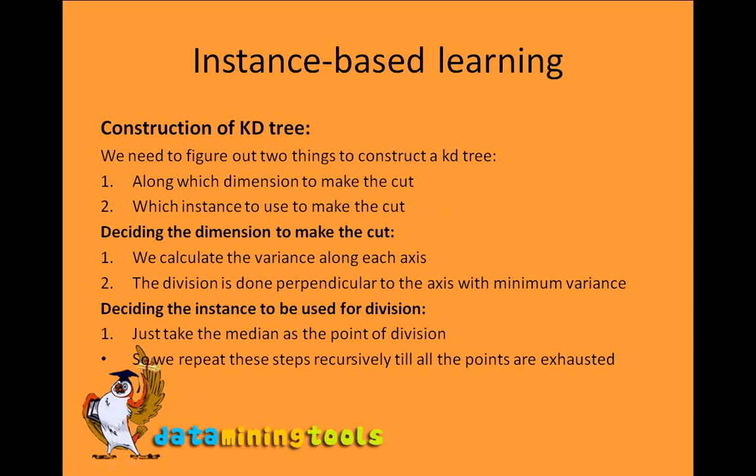Now we come to the construction of the k-dimensional tree. To construct the k-dimensional tree, we need to figure out two things: along which dimension to make the cut and which instance to use to make the cut. Now, how do we decide the dimension? We calculate the variance along each axis. The division is done perpendicular to the axis with minimum variance. And for deciding the instance to be used for division, we just take the median as the point of division, and we repeat these two steps recursively till all the points are exhausted.